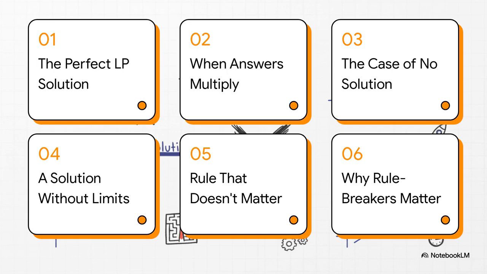So here's the game plan. First, we'll quickly set the stage with what a perfect solution looks like. Then, we'll meet our 4 troublemakers: problems with way too many answers, problems with no answers at all, some with infinite answers, and even ones with rules that just don't matter. And then, we'll tie it all together and see why these so-called errors are actually powerful business signals.